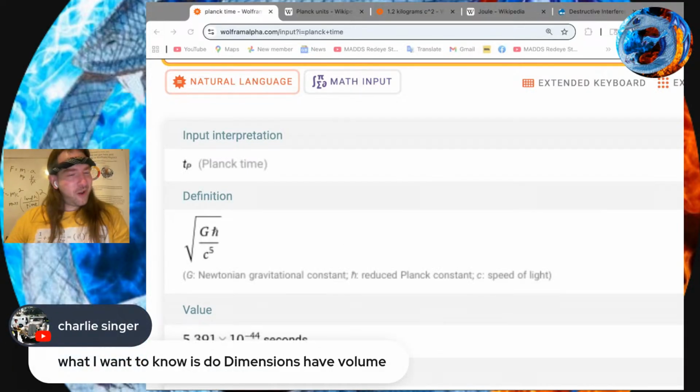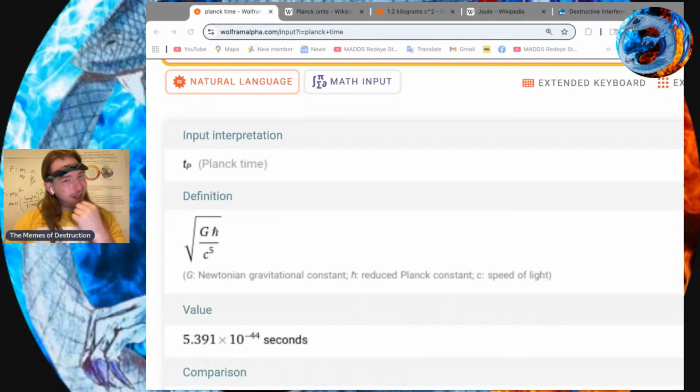Oh, do dimensions have volume? So here's the thing. We take three dimensions of space, AKA length. That's how we get space as observers like us typically interpret it. Now, might there be some greater thing down there? Maybe. Maybe it's turtles all the way down. Who knows? But basically, this is what I had meant to talk about earlier.